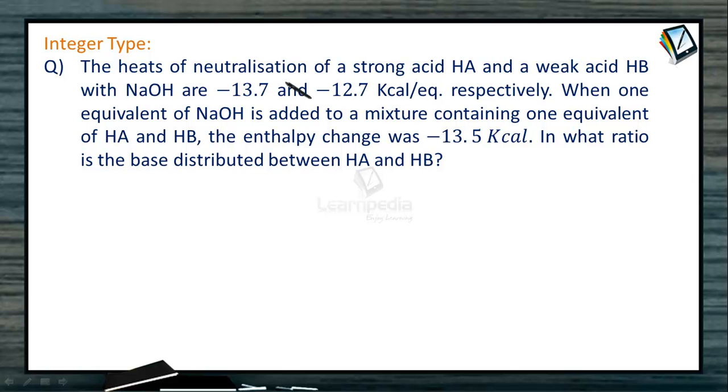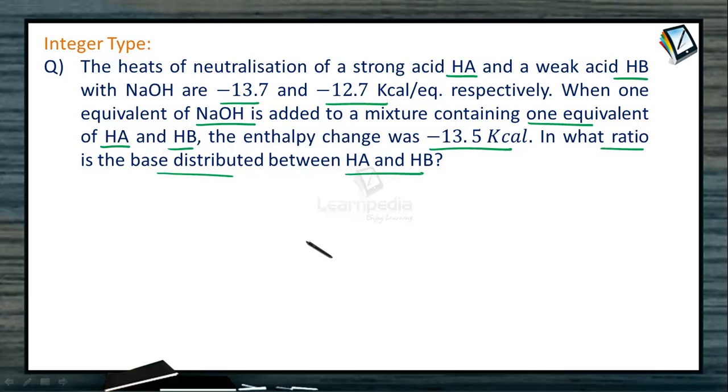It is given that the heats of neutralization of a strong acid HA and a weak acid HB with sodium hydroxide are minus 13.7 and minus 12.7 kilocalories per equivalent. When one equivalent of sodium hydroxide is added to a mixture containing one equivalent of strong acid and weak acid, the enthalpy change was found to be minus 13.5 kilocalories.